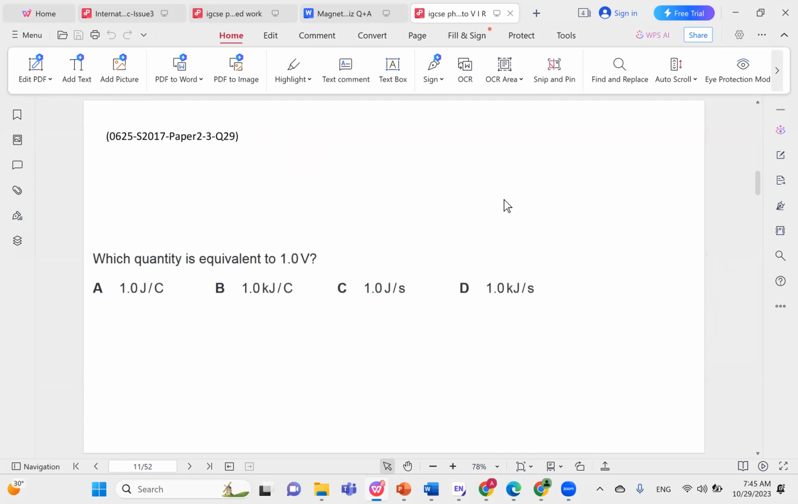Which quantity is equivalent to 1 volt? This isn't really a question testing your knowledge of units. It's more of a question testing your knowledge of equations. The volt is a way to measure voltage, V. And you should understand that the voltage at any point in a circuit is actually the energy per unit charge. The energy per unit charge.